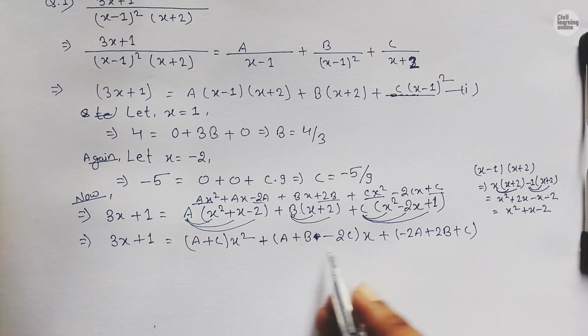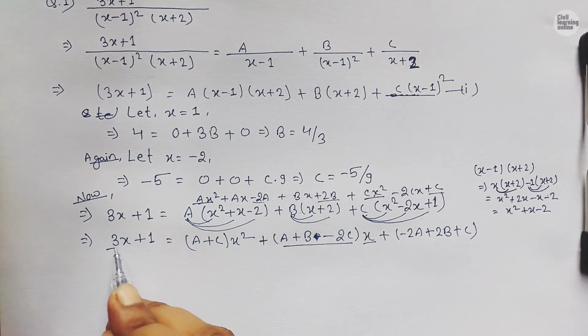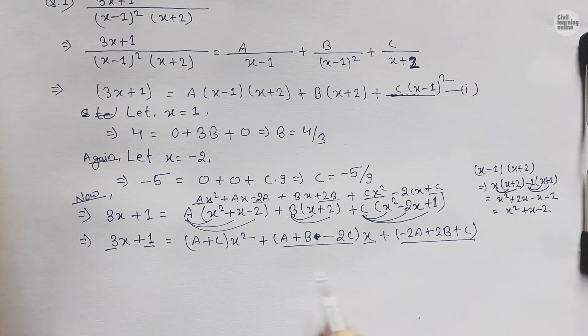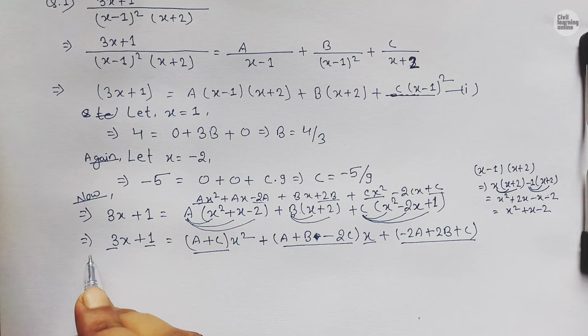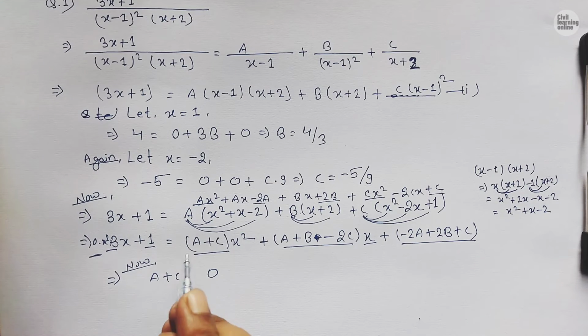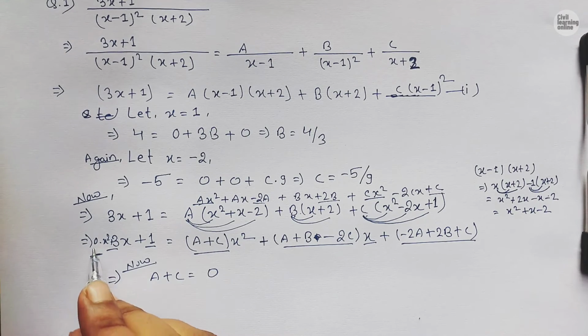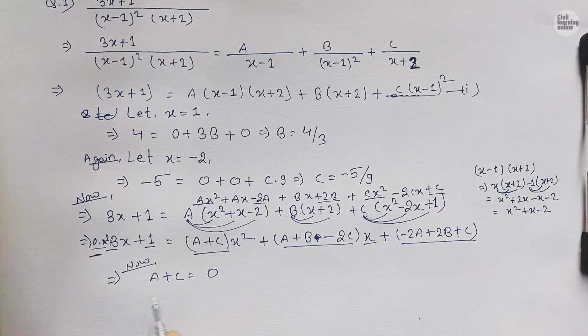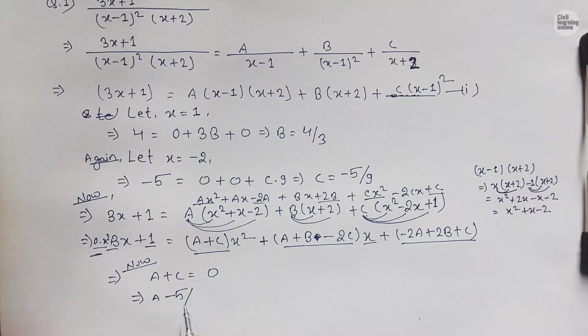Now we can compare on both sides. So this x coefficient will get compared with 3 and this one will compare with this, and here x square, you can see x square is missing, 0 times x square is on the LHS, so we can rewrite it as, now we have a plus c equals to 0 because we are comparing the coefficients. So here 0 times x square means it is 0, so on comparing both sides, we will have a plus c equals to 0, and we have calculated the value of c as minus 5 upon 9, so a minus 5 upon 9 equals to 0. So we will have a equals to positive 5 upon 9.